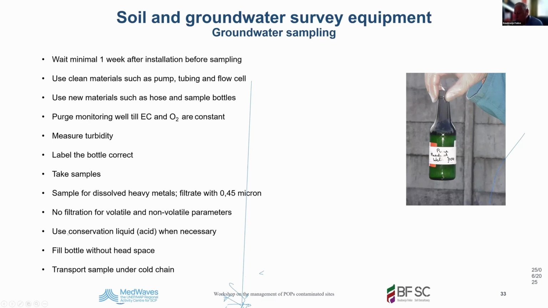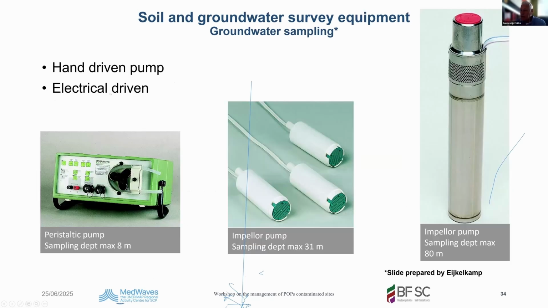Because that will influence the quality. Use conservation liquids when necessary. Fill bottles without headspace and transport your sample bottles under a cold chain. Hand-driven pumps and electrical pumps. Hand-driven, then this is operated manually, but you can also have them motorized. And these are peristaltic pumps.